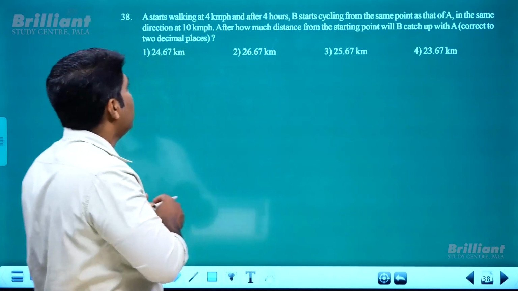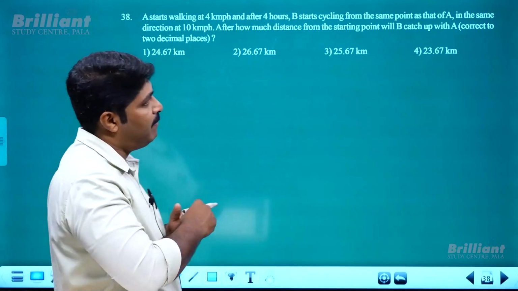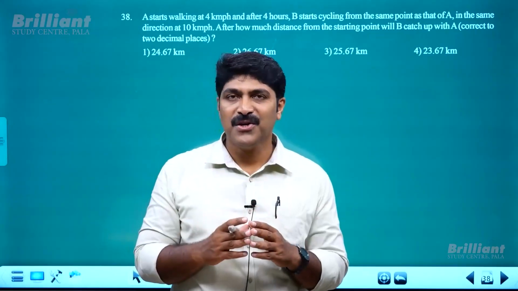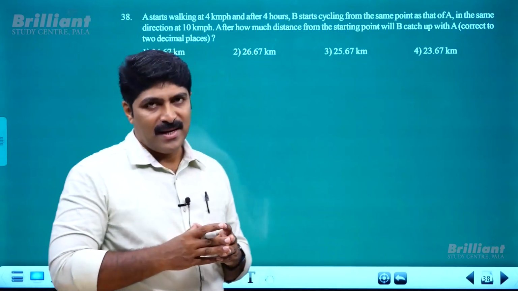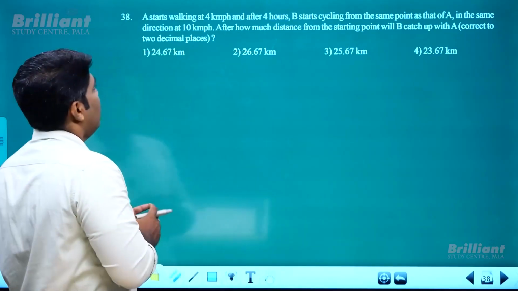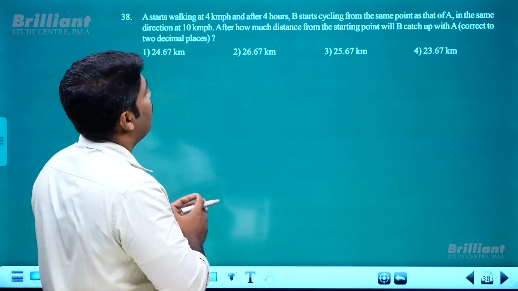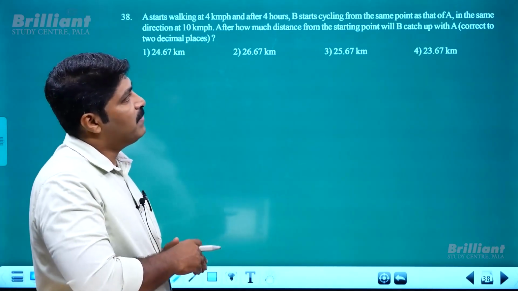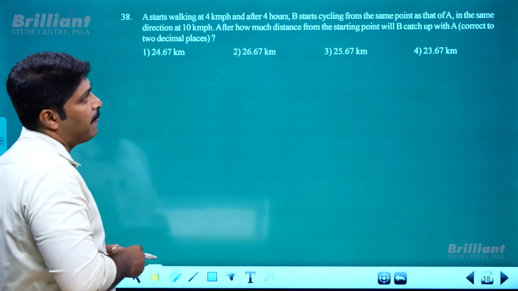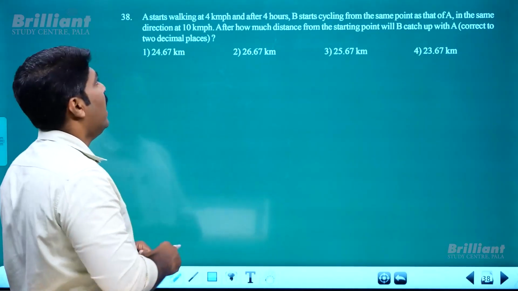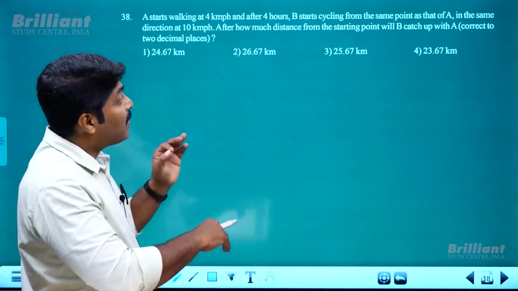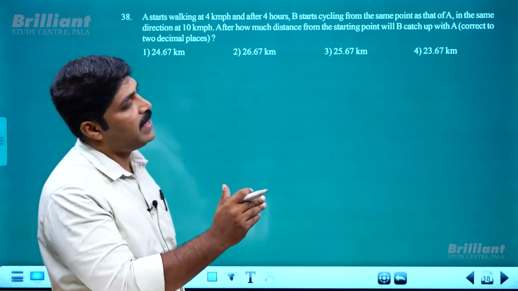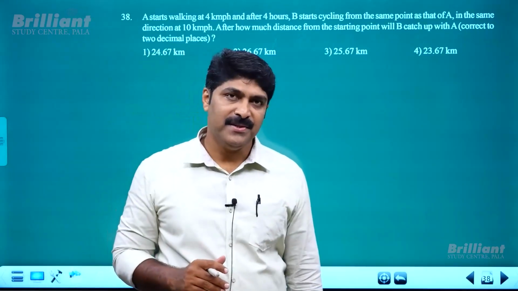So instead of doing too many lengthy algebraic steps, you have to understand the situation clearly in a logical way. Like that, you can reach the conclusion. Here the question is: A starts walking at 4 km/h. After 4 hours, B starts cycling from the same point as A, in the same direction at 10 km/h. After how much distance from the starting point will B catch up with A? It is a common type of question.